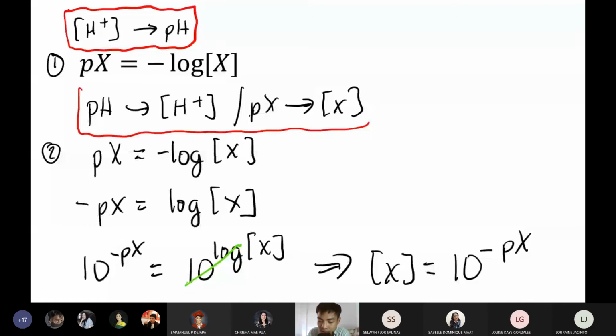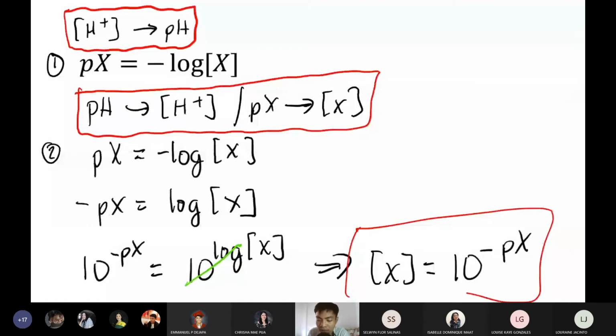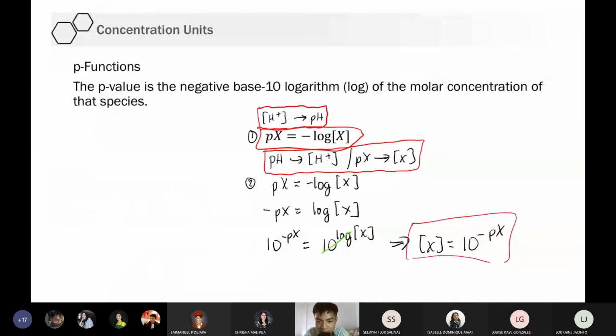Okay? So, you just have to remember this formula. Yung derivation kahit di na. So, pwede natin balik-baliktarin, no? From H to pH, ito yung gagamitin. From pH to H, ito yung gagamitin. Okay? So, anyway, puro algebra lang naman to. Kayang-kaya nyo yan.